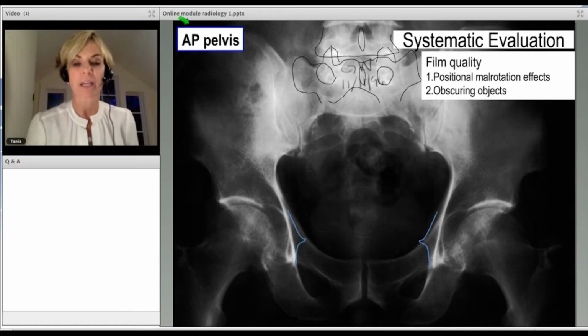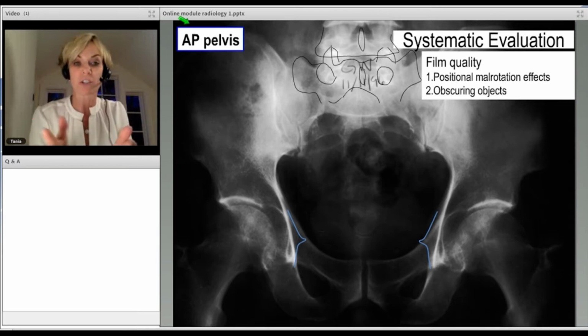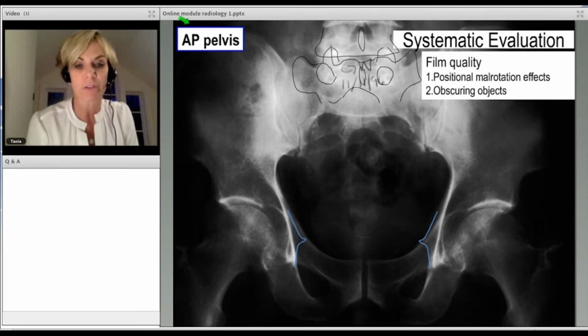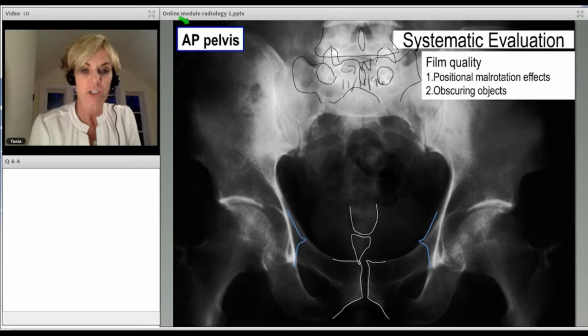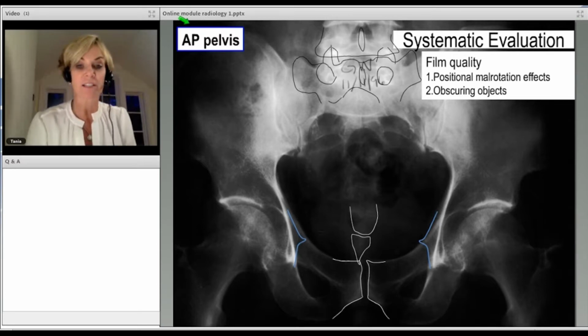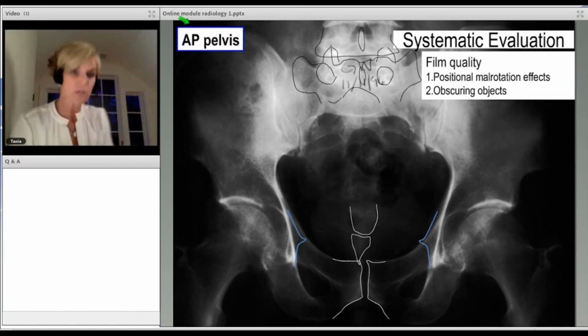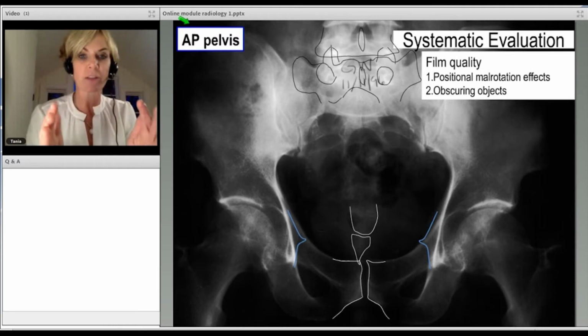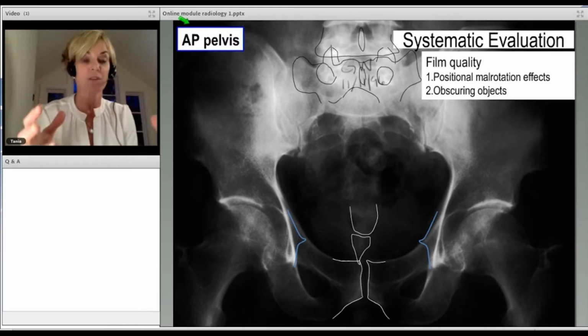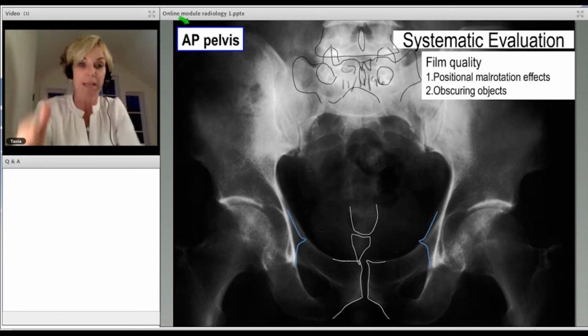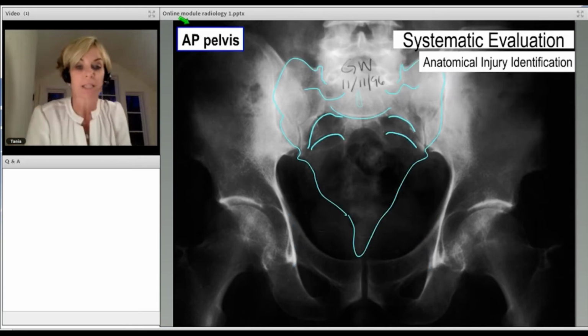The next thing I look at is the profile of the ischial spines. The ischial spine profile side to side might give me some suspicion, at least, of rotational changes in one side versus the other side. Then I look at the relationship of the patient's coccyx to the symphysis, again trying to determine whether or not there's a positional malrotation of the patient's pelvis with respect to the anterior to posterior beam that's being obtained.